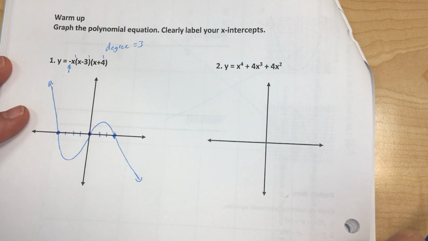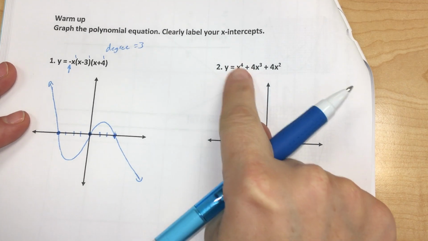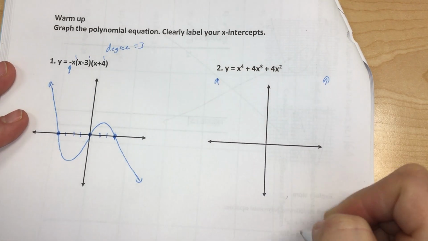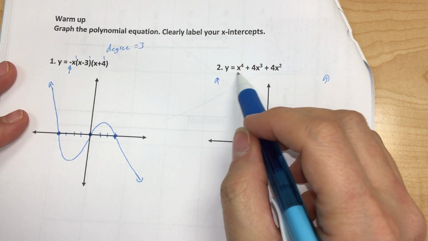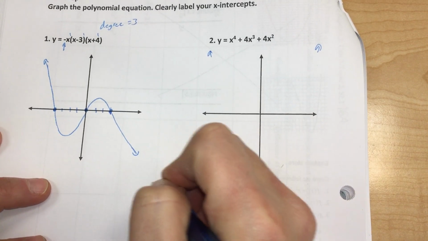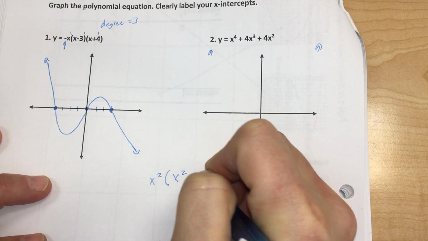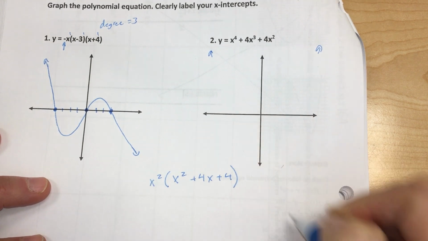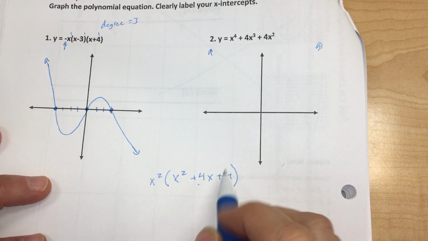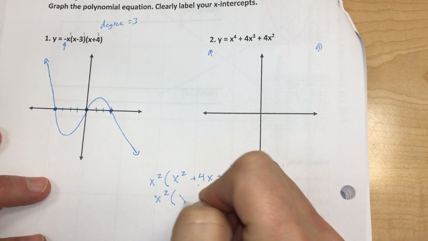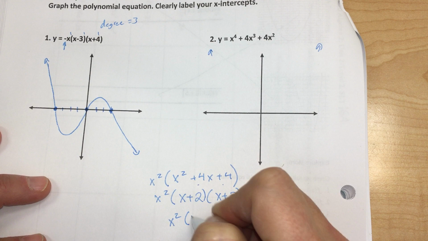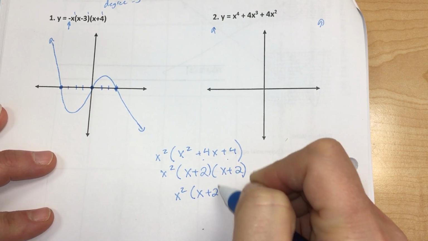Now number 2 is a little trickier because it is not given to us in factored form. The first thing I do notice is that it is degree 4 and it has a positive leading coefficient, so it's going up, up. And now let's factor. So I notice that everything here is divisible by x squared. So I'm going to take out an x squared, and I'm left with x squared plus 4x plus 4. Now I'm going to factor x squared plus 4x plus 4 because I can figure out what adds and multiplies. So that's going to be x squared times x plus 2 times x plus 2, which is the same thing as x squared times x plus 2 squared.